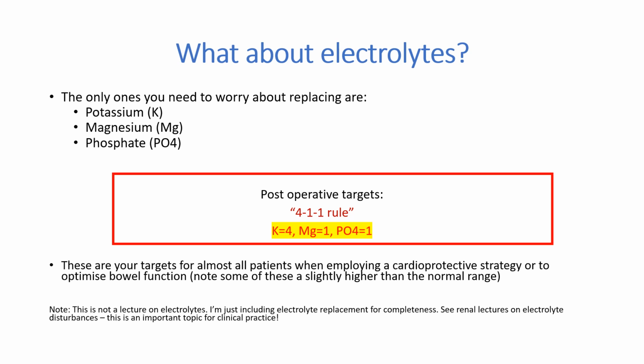In the surgical setting where we try and optimize electrolytes to these levels, a simple rule to remember is the 4-1-1 rule, which is K 4, Mag 1, phosphate 1. This is going to be your target for almost all patients when you're employing either a cardioprotective strategy or you're using it as a strategy to optimize bowel function. But keep in mind that these targets are slightly above, in some cases, the normal range, but not significantly higher.